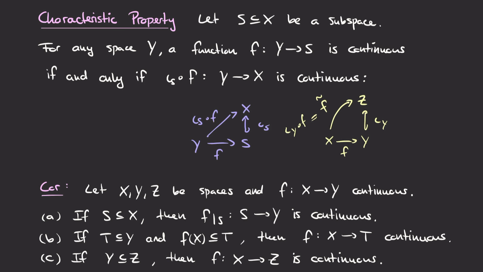Okay, so the point of this corollary is just that defining the subspace topology in the way that we did means that also if you restrict maps in the domain or codomain or extend them in the codomain, that this preserves continuity of the maps in question.